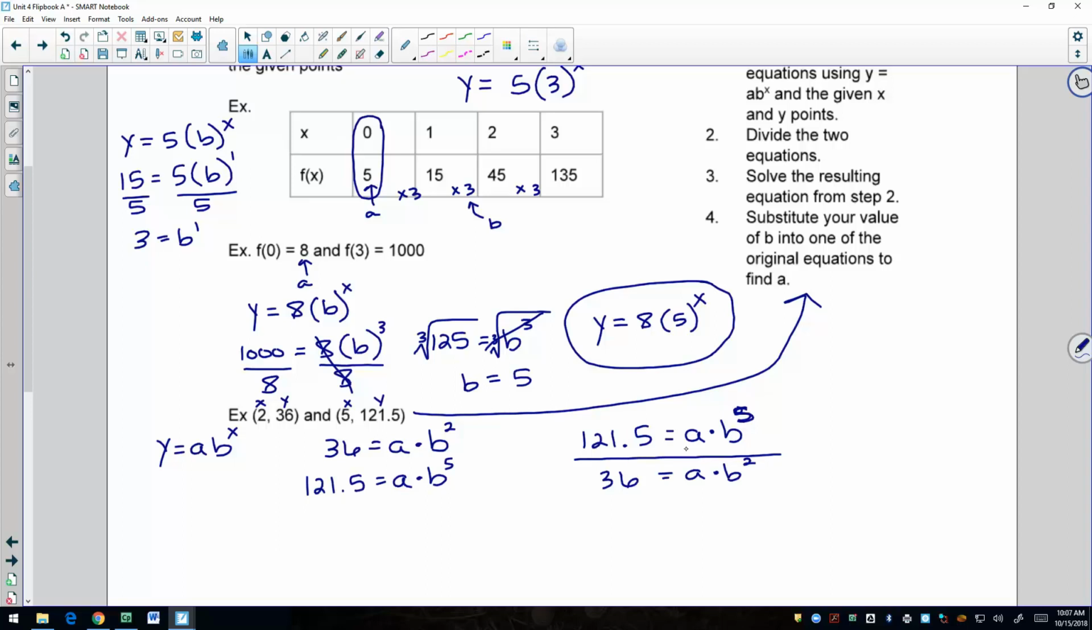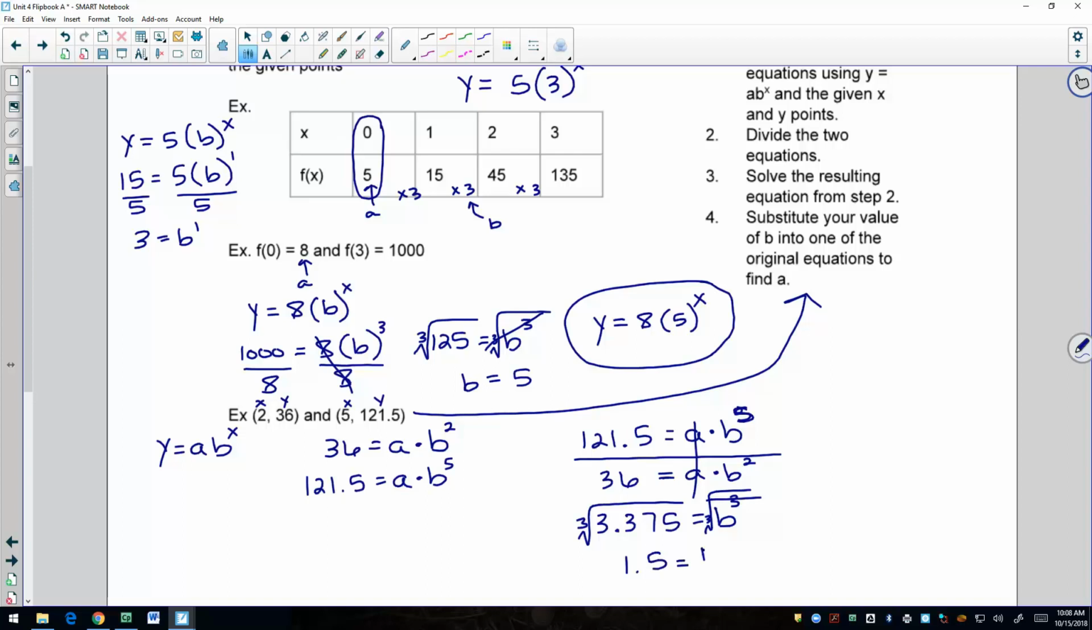Okay, so now when we divide, something nice will happen. The a's will cancel out. a divided by a is 1. 121.5 divided by 36 is 3.375. And then if you recall, the rules for dividing with exponents, you subtract if they're the same base, which they're both b's. So b to the fifth divided by b to the second is b to the third. Now I can solve for b because that's all I have left in my equation. I'm going to cube root both sides, put a little 3 there. b turns out to be 1.5.